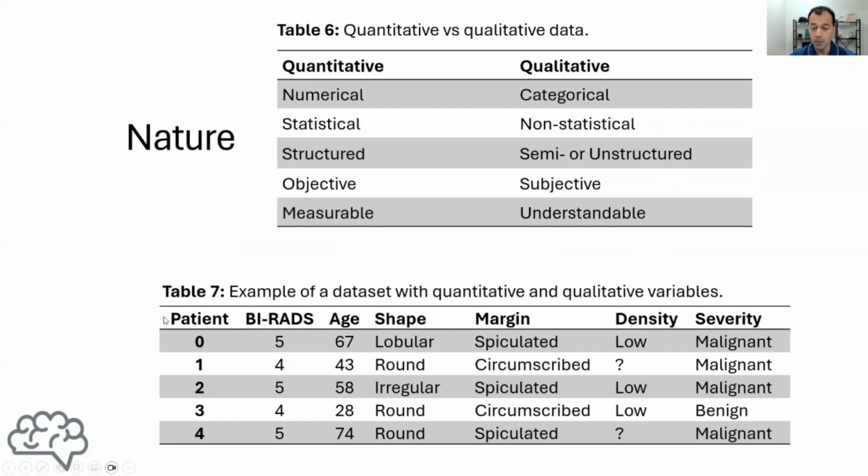To illustrate that, let's take an example from this table here. We have 5 patients from patient 0 to patient 4. Each of these patients are described by the 6 variables: PIRADS, age, shape, margin, density, and severity. This is an example of a multidimensional data set. If I had a single variable describing this patient, it could be any one of these variables. Then this would be a unidimensional data set.